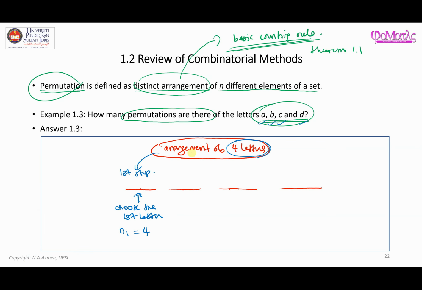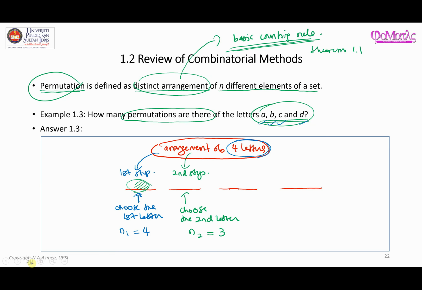Now you move on to the second step, which is to choose the second letter. This space is already filled up with one letter, and therefore you are left with only 3 letters. So the number of possible choices that you have is going to be 3. Why? Because the first space is already filled up when you did the first step.